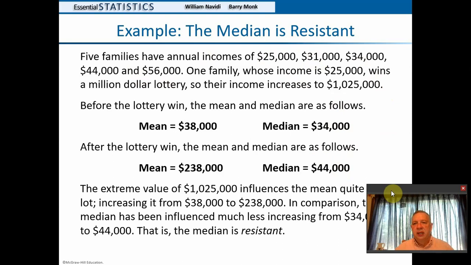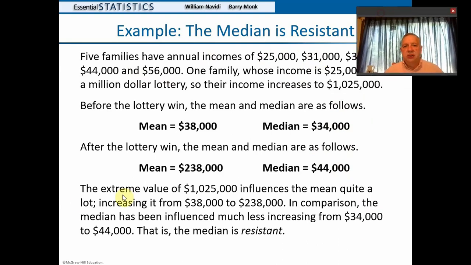Okay. So I'm going to go up here so I can finish this. The extreme value of $1,025,000 influences the mean quite a lot. Look, from $38,000 to $238,000. In comparison, the median has been influenced much less, increasing from $34,000 to $44,000. So the median is much more resistant to those than the mean is.